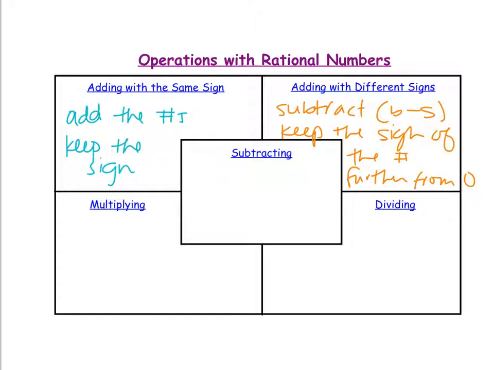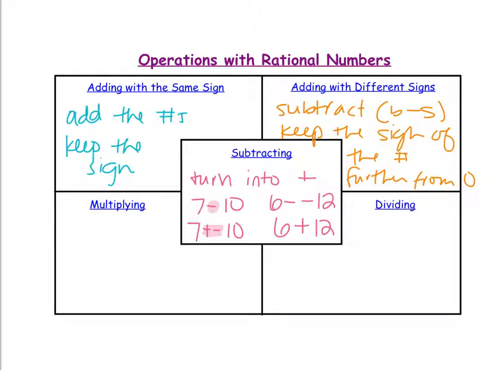Subtracting, what we need to do is turn into addition. And to turn subtracting into adding, remember if we have 7 minus 10, it's really 7 plus negative 10, because minusing is the same as adding a negative. And if we have 6 minus negative 12, it's really 6 plus 12. And that's because subtracting a negative is adding a positive. So don't forget those rules.